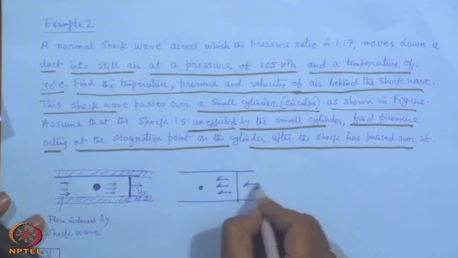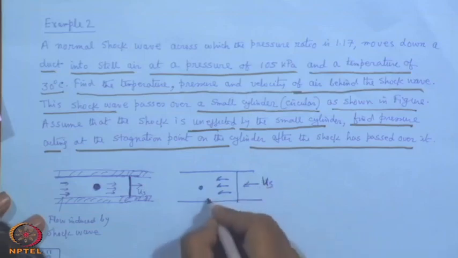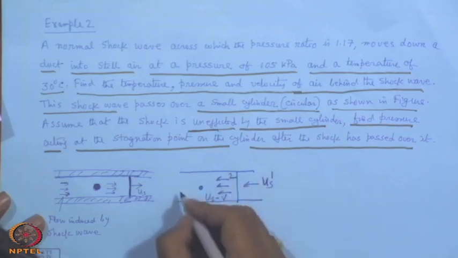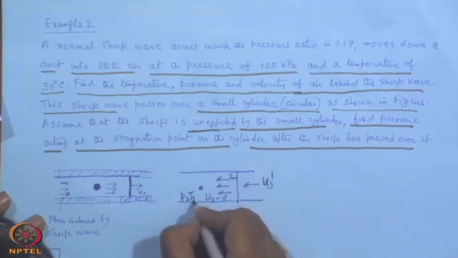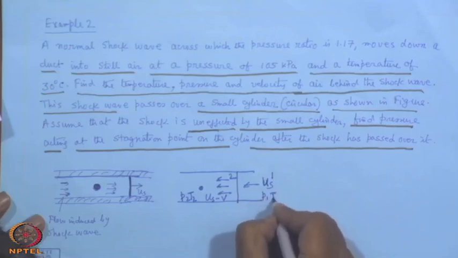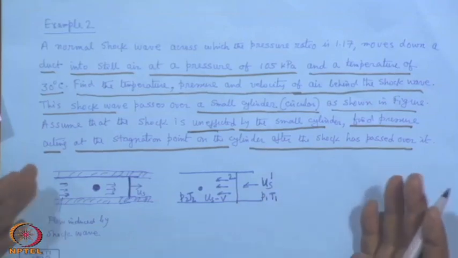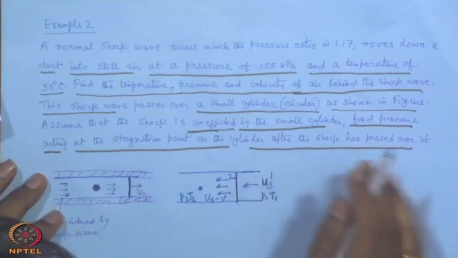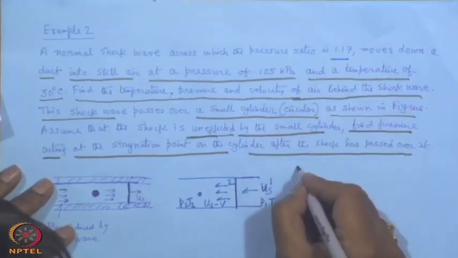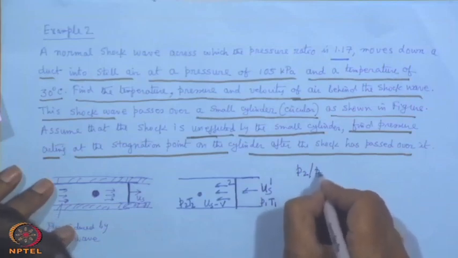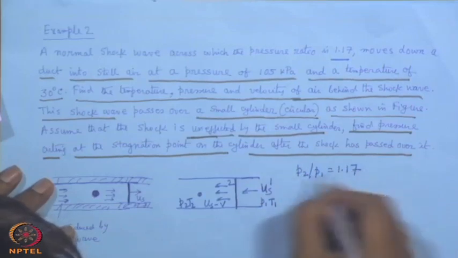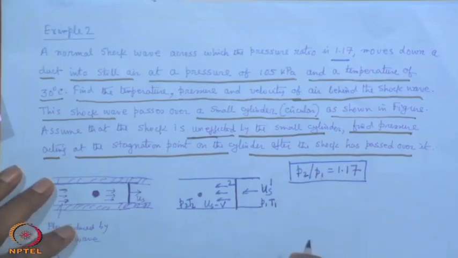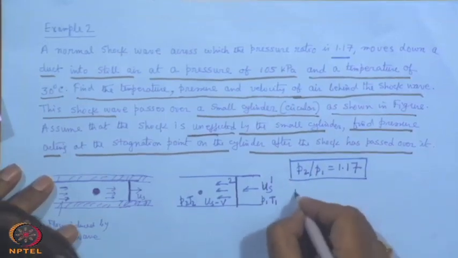So, Us, and Us minus V, this is 1 and this is 2, and let this be P2, T2, and P1, T1. So I can find everything. But first of all, with respect to the stationary shock, I have the pressure ratio. That means I can immediately go to the normal shock table and see, against this pressure ratio, the values of M1 and M2.